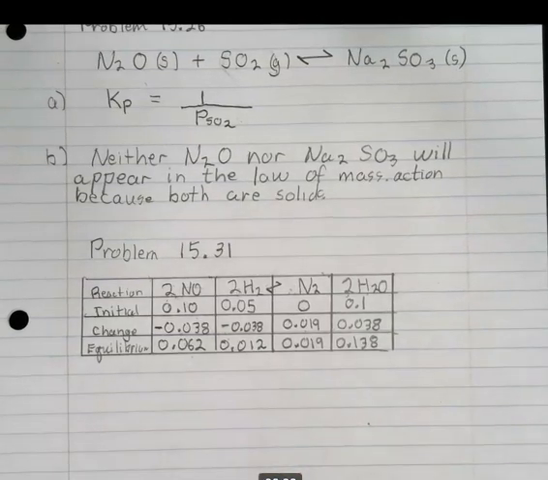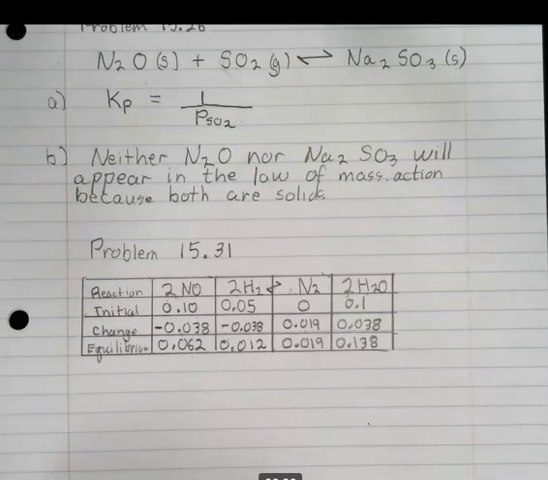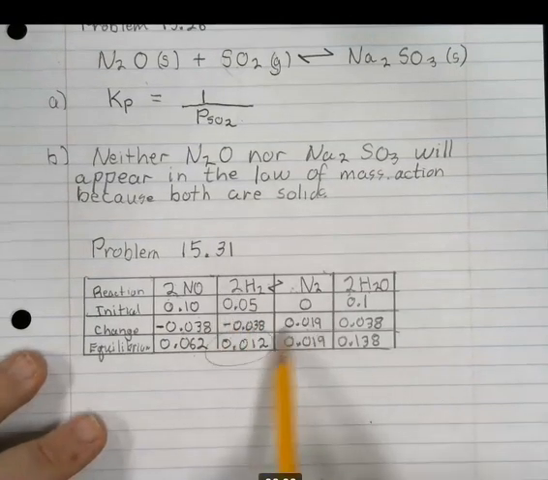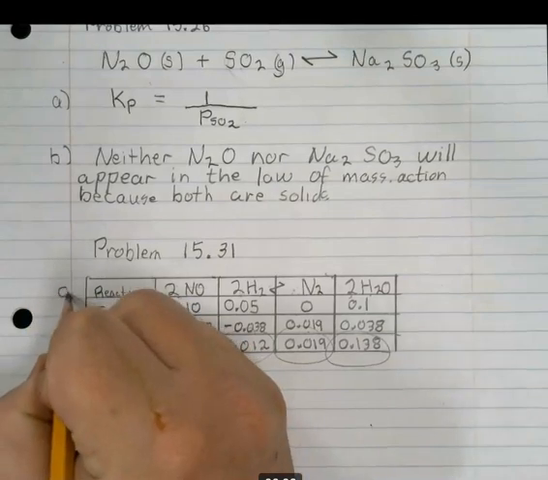So the question was, what are the equilibrium concentrations of H2, N2, and H2O? So there's H2, there's N2, and there's H2O right there. Those are the equilibrium concentrations. Okay, so this was part A.